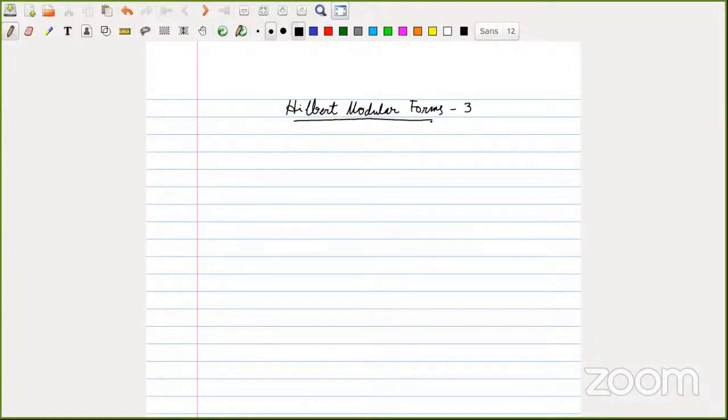So today we begin with the definition of automorphic forms, on our upper half plane with respect to a lattice.